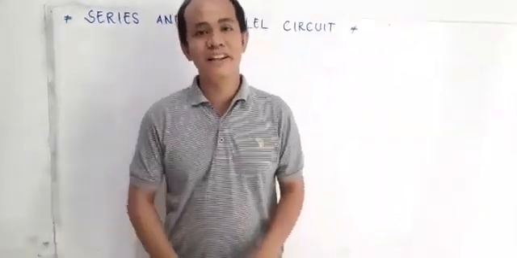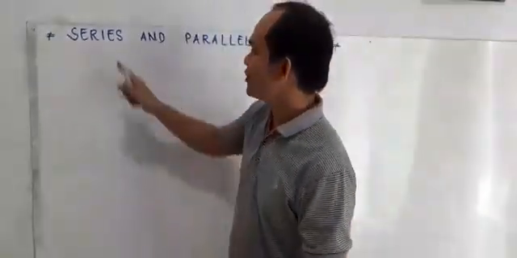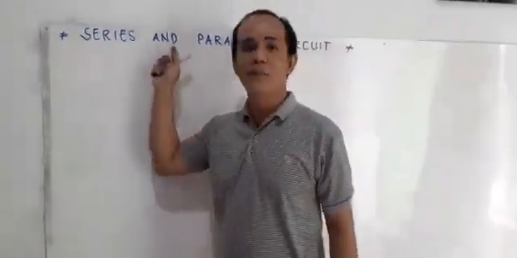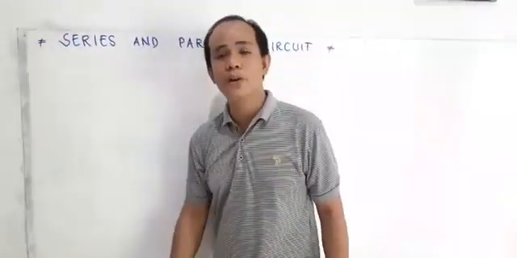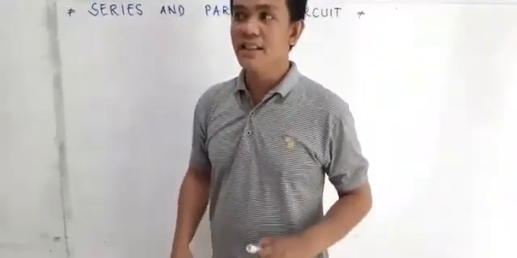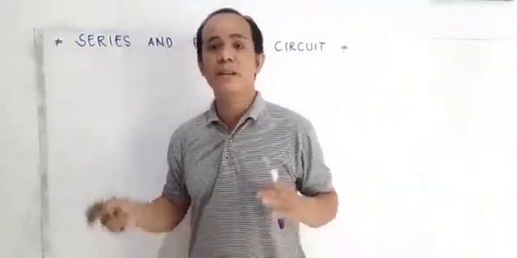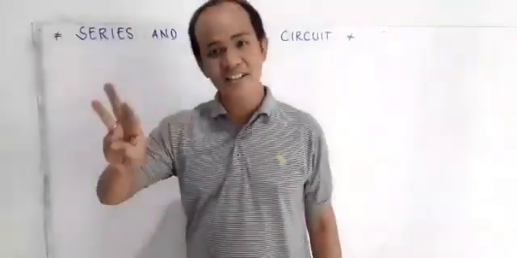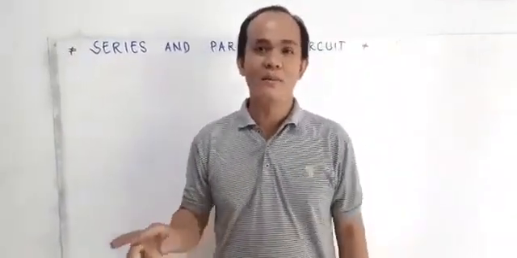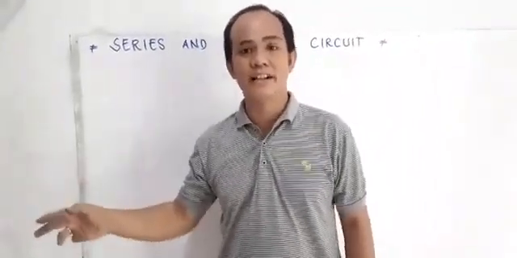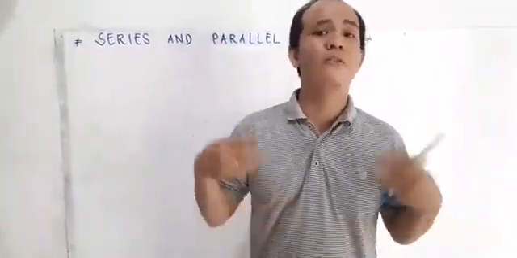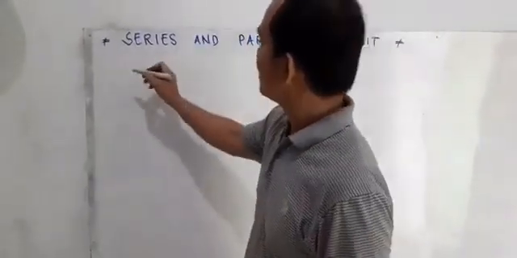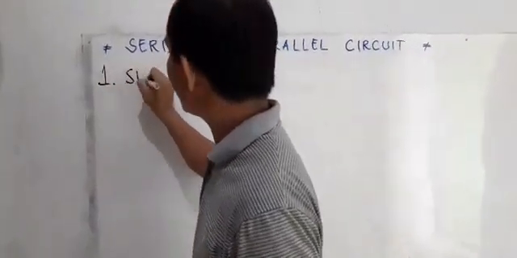Okay, good morning everybody. Today we are going to learn about series and parallel circuits. If we are talking about series and parallel circuits, we are also talking about current. Current is there because of voltage and resistance. These three quantities must be remembered: current is there because of voltage and resistance. So today is about series and parallel circuits.